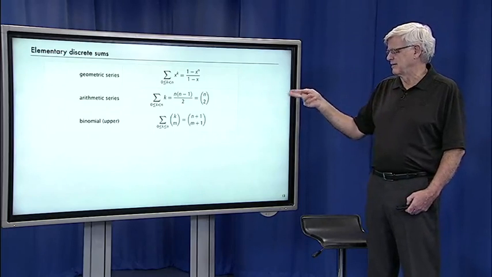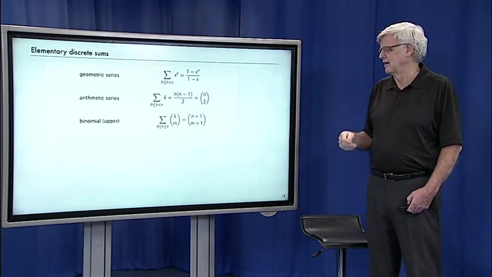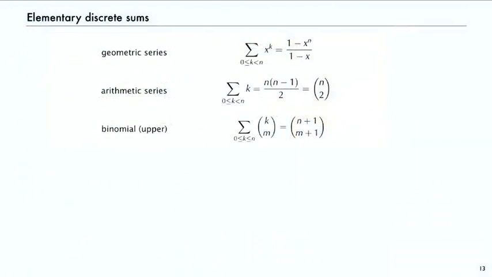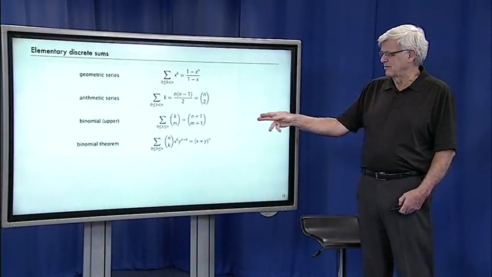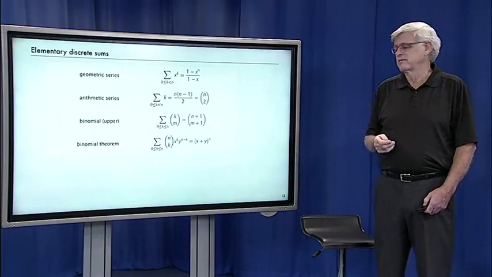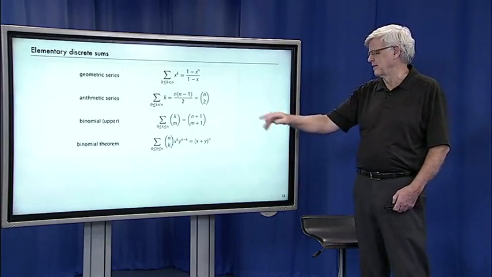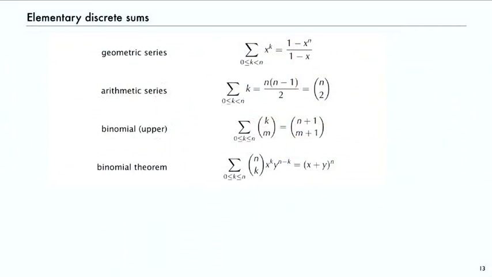And that can actually be generalized to do a sum. This is the case m equals 0. If we generalize that to any value of m, that's the sum of a binomial on the upper coefficient, which is n plus 1 choose m plus 1. The binomial theorem is like summing on the lower index of the binomial coefficient, and that's what (x plus y) to the n is equal to. So that's another sum that comes up.